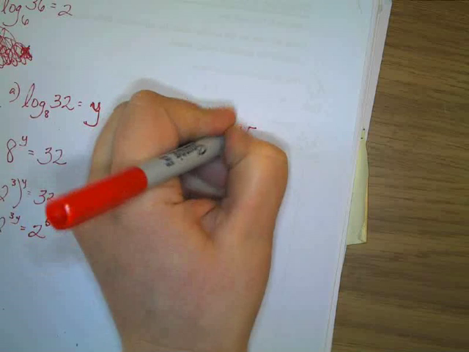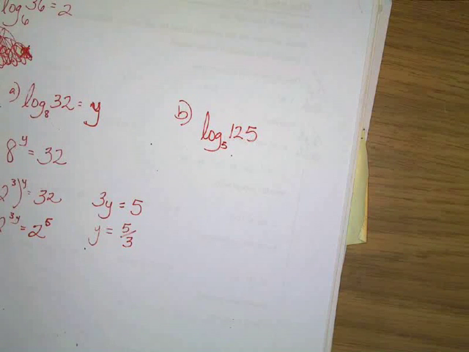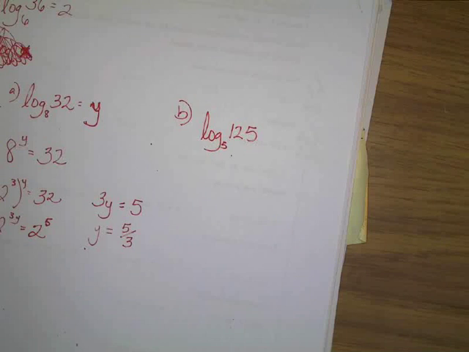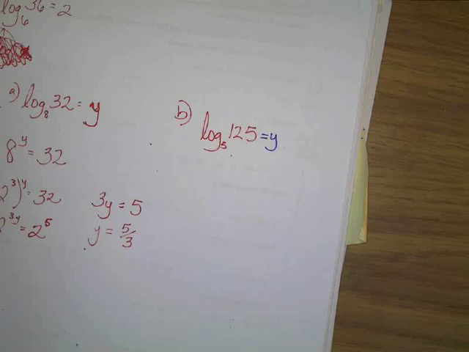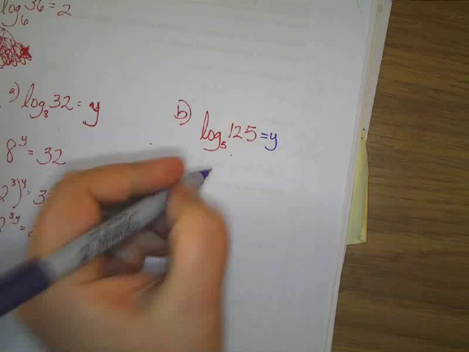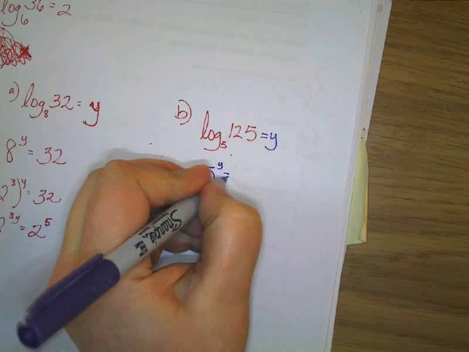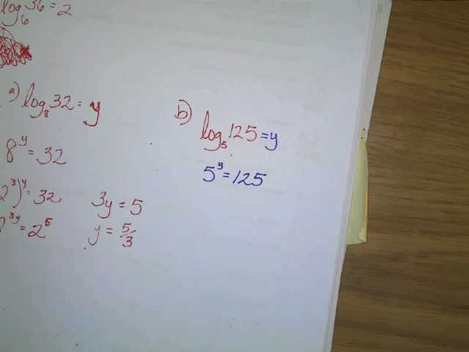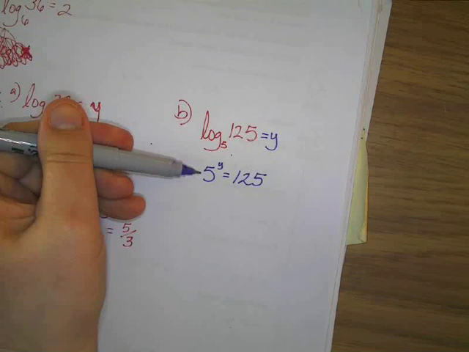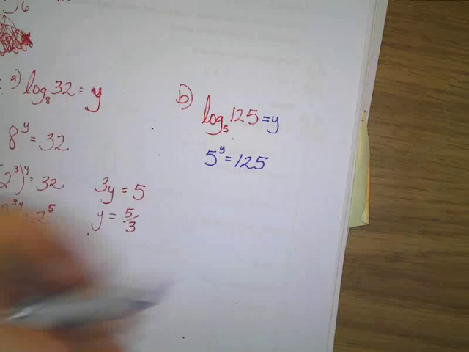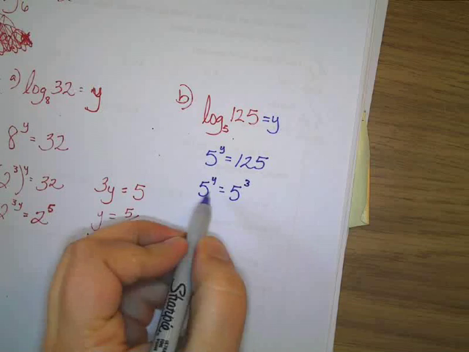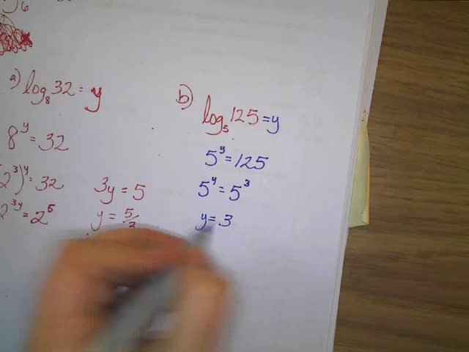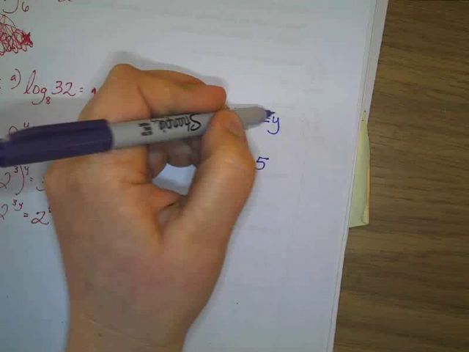Log base 5 of 125. Here's what we're going to do. We want to know what that is equal to. I don't know right now, so it's going to be equal to y. So change this to exponential: 5 to the y equals 125. Now the trick is, can we get them to be in the same base? Yes. We can't simplify 5 anymore, but what about 125? 5 to the third. Bases are the same, so y equals 3. So log base 5 of 125 equals 3.